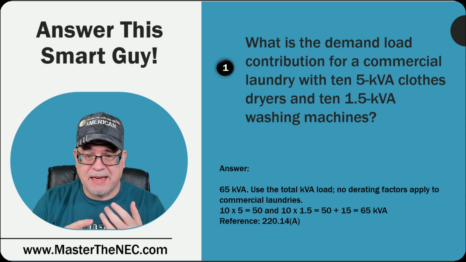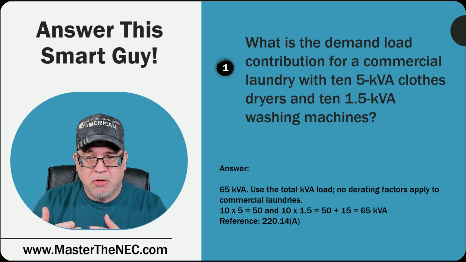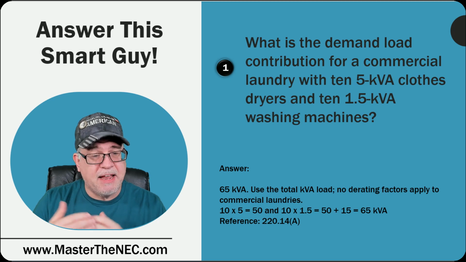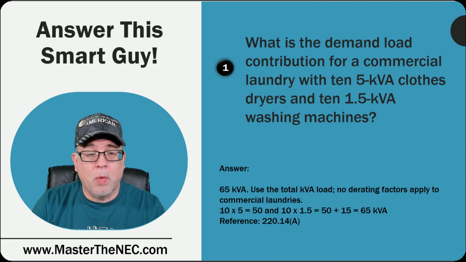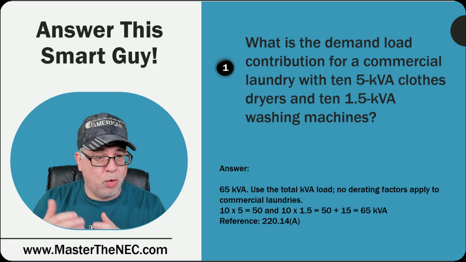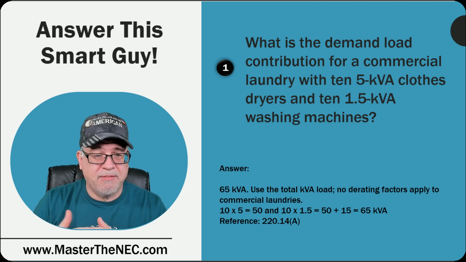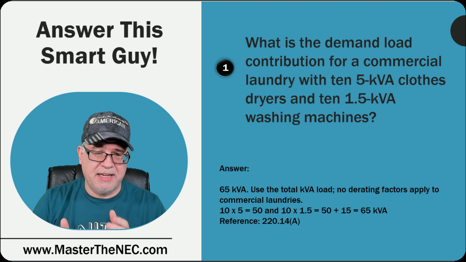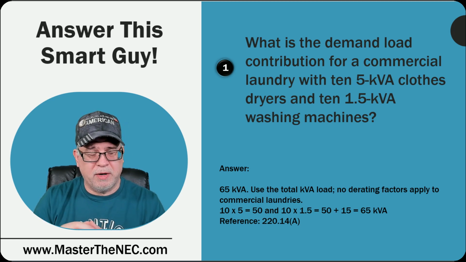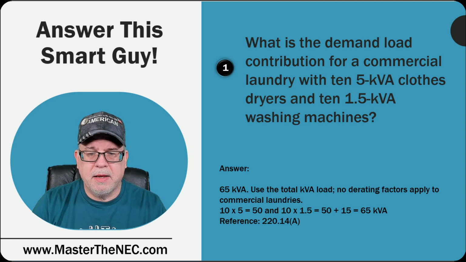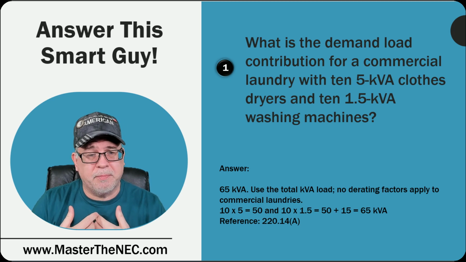So in our case, 10 times 5 is 50. So that would be 50 kVA. And then, of course, the washing machines would simply be 10 times 1.5 kVA. And that would be 15 kVA overall. Now, I always like to work it in VA because that's ultimately what we're going to work our question out of.